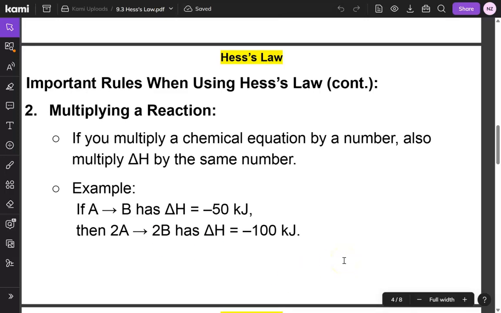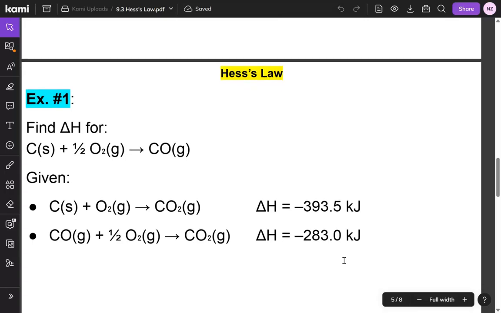The other rule that you need to follow is if you multiply a reaction, you're going to multiply each coefficient by that number, and you will also multiply delta H for that equation by that same number. So in our example, I multiplied the reaction by 2, so it becomes 2A, 2B, and I take my 50 kilojoules and I multiply it to become 100 kilojoules in my second reaction.